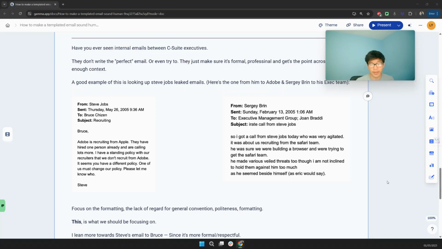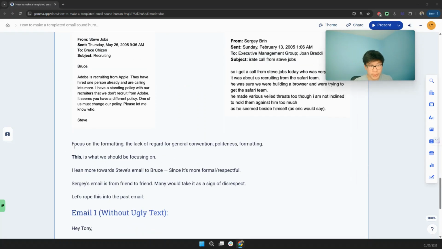Eric Schmidt, right? And what I'm basically trying to get at is, this guy, Sergey Brin here, is obviously sending to his internal exec team, and he isn't too stressed out about formatting and all that. But you need to look at how ugly it looks, and they just don't care. You should incorporate at least some of that. Additionally, if you look at the subject lines, recruiting is literally the most basic thing you could think of, and then irate call from Steve Jobs. So you're focused on formatting, and the lack of regard for general convention, politeness, and formatting is what we should be focusing on here.